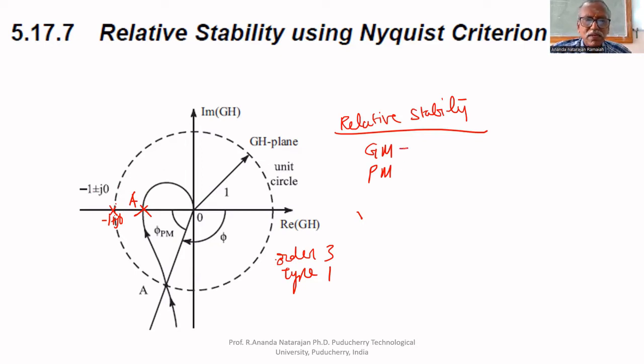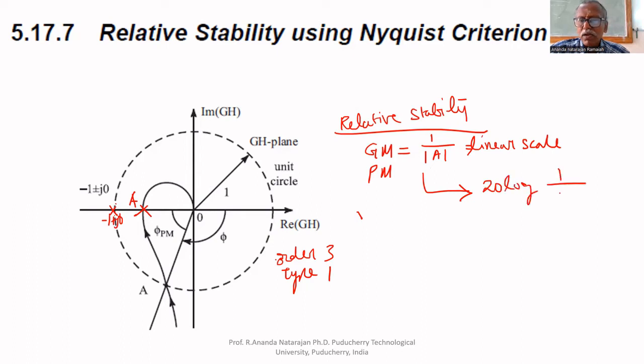What is the relative stability? For that, we need the gain margin and phase margin. Gain margin equal to 1 upon modulus of A. 1 upon modulus of A is the gain margin in linear scale. Suppose you want gain margin in decibel scale, we have to find 20 log 1 upon modulus of A, or minus 20 log modulus of A. That is gain margin in decibel scale, in dB.